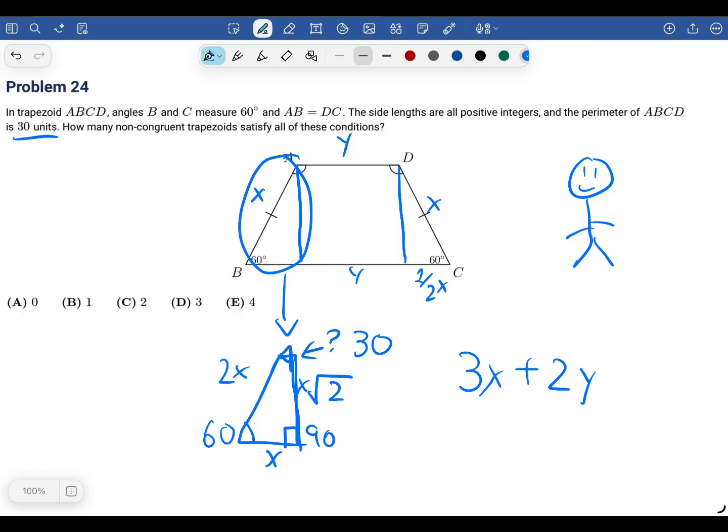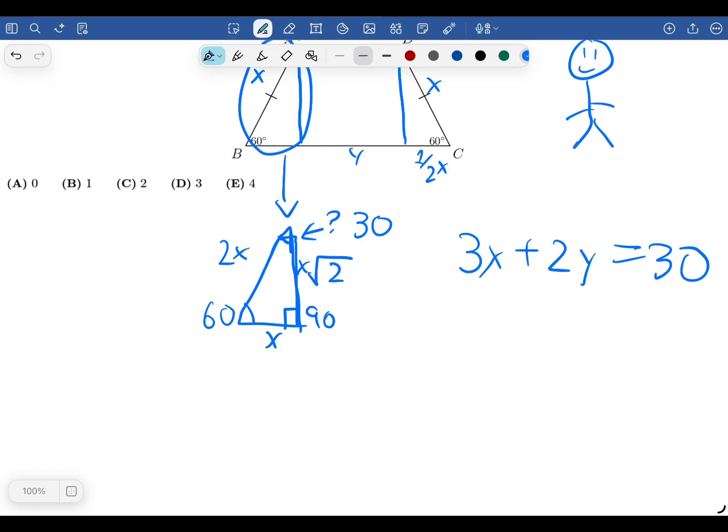So now all we gotta do is just set that equal to 30. And now we subtract 2y from both sides. This is equal to 30 minus 2y. So, how can this help you? How can this help us?